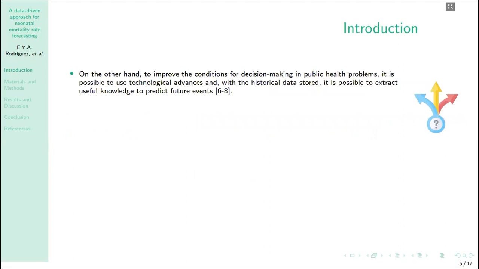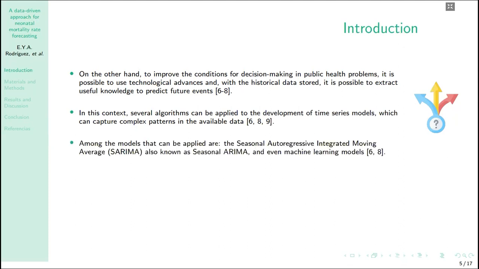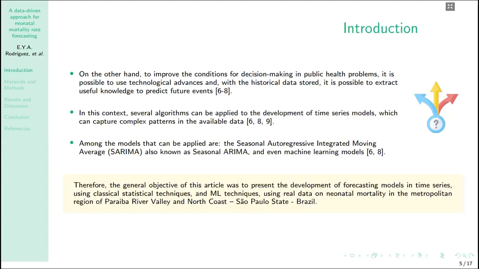On the other hand, to improve the conditions for decision-making in public health problems, it is possible to use technological advances, and with the historical data stored, it is possible to extract useful knowledge to predict future events. In this context, several algorithms can be applied to the development of time series models, which can capture complex patterns in the available data. Among the models that can be applied are the seasonal autoregressive integrated moving average, SARIMA, also known as the seasonal ARIMA, and even machine learning models.